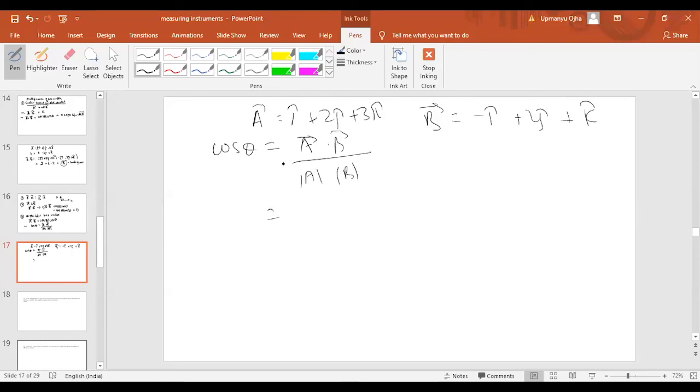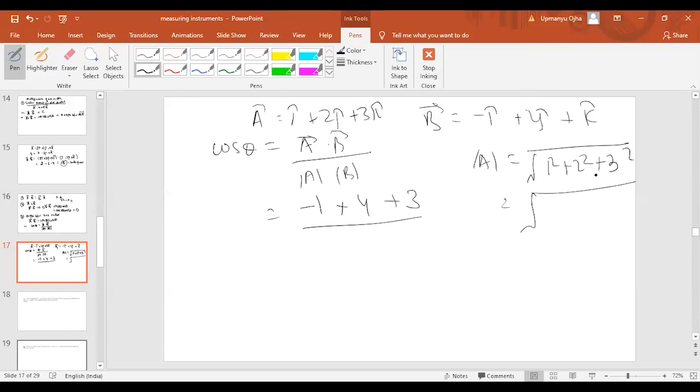Now a dot b, how to find a dot b? Simply you have to multiply I with I. So if we multiply here 1 into minus 1, plus 2 into 2, 4, plus 3 into 1, 3, divided by mod of a. So mod of a, how we have to find? The mod of a is given by square root of 1 square plus 2 square plus 3 square. That will come as how much?